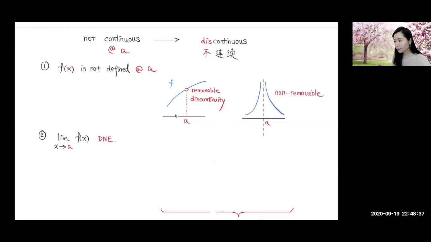In this second example, the function is also not defined at a, so there's a discontinuity at a. There's a break over here. You cannot go from one side to the other side by filling in just a single dot. So this is a non-removable discontinuity. You cannot remove the discontinuity by filling in a single dot. The previous one is removable because you can put a dot there to move from one side of the graph to the other.